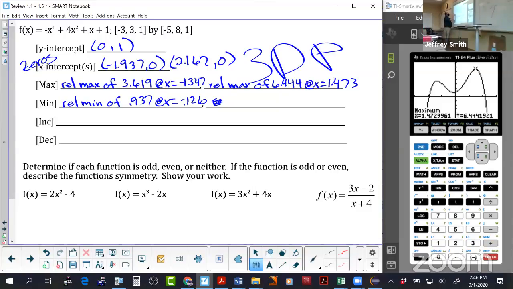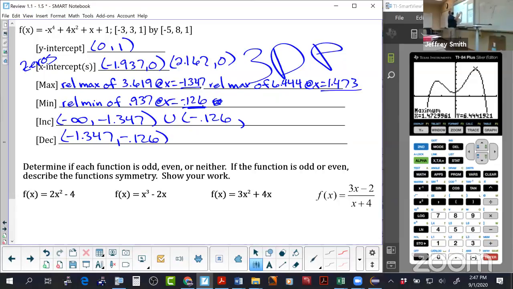Increasing: -infinity to -1.347. So -infinity to that far left x value, that maximum that we found. We actually found that right there. Then it decreases from -1.347 to this minimum right there, to -0.126. Then it increases again from -0.126. It increases from the local minimum to this maximum. And then at the very end, it decreases again.